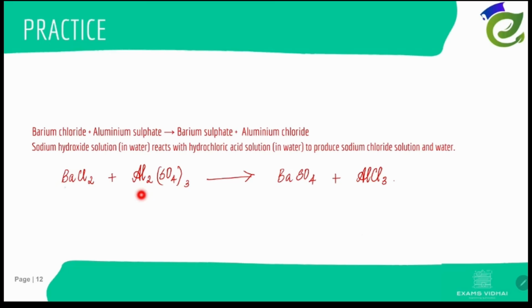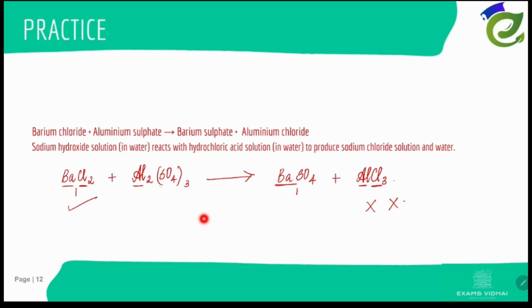Here we have barium, that is one atom in the reactant, and in the product also we have one atom. Therefore, barium is balanced. And if we are taking chlorine, in the reactant side we have 2 chlorine, and in the product side we have 3 chlorine. Therefore, that is not balanced. And if we are taking aluminium, in the reactant side we have 2 aluminium, and in the product side we have only one aluminium. Therefore, that is also not balanced.